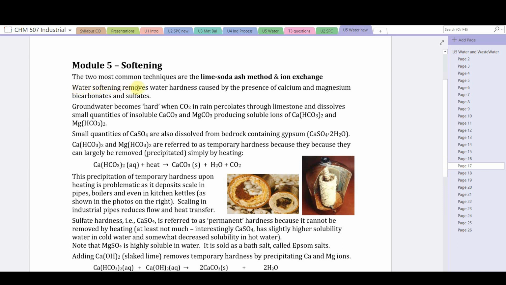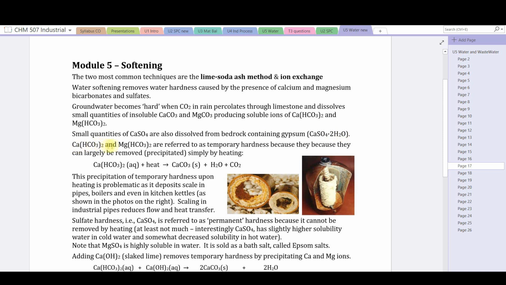Water softening removes water hardness caused by the presence of calcium and magnesium bicarbonates and sulfates. Groundwater becomes hard when carbon dioxide in rain percolates through limestone and dissolves small quantities of insoluble calcium carbonate and magnesium carbonate from limestone, producing soluble ions of calcium bicarbonate and magnesium bicarbonate. Small quantities of calcium sulfate are also dissolved from bedrock that contains gypsum, and gypsum is calcium sulfate dihydrate.